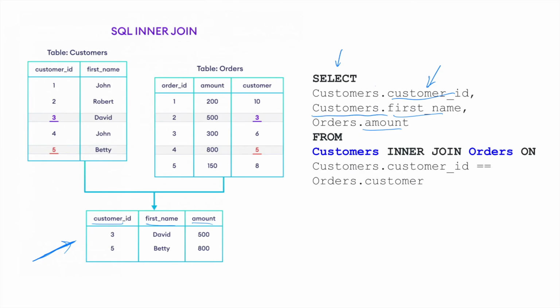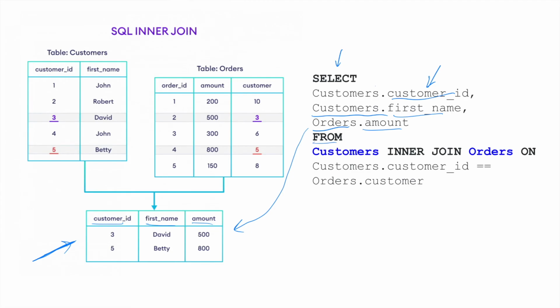And then we have the amount field. That amount field is coming from the orders table because we have orders.amount. So this is the information that's going to be eventually shown as a result of our SQL query in this derived table, this other table that we're creating. So we're selecting the information we want from both tables.